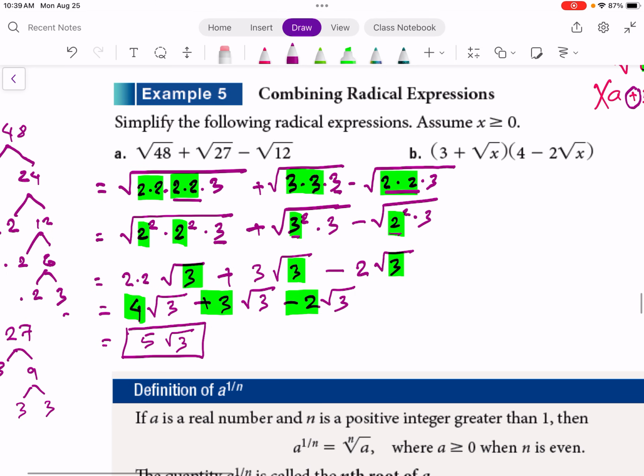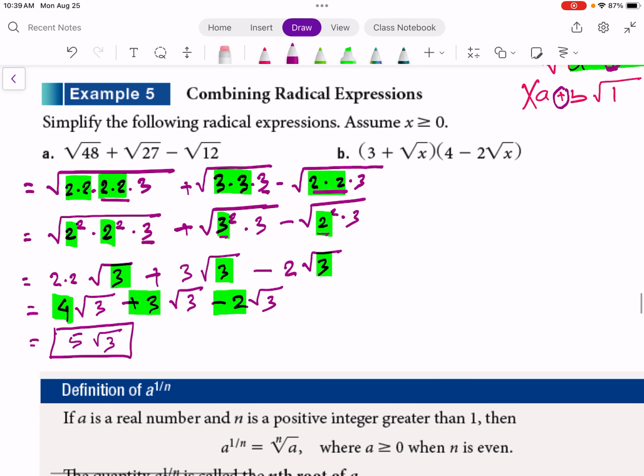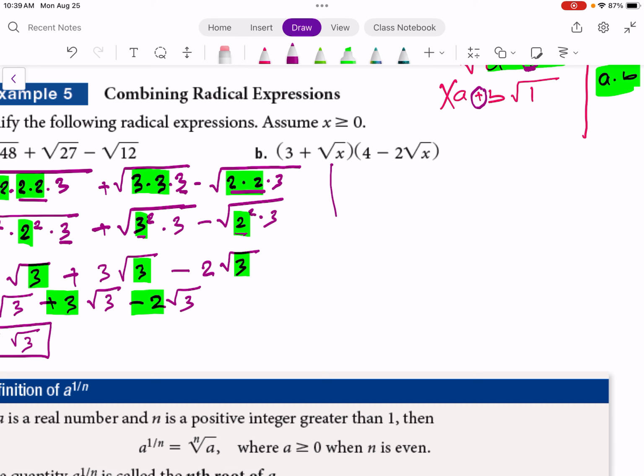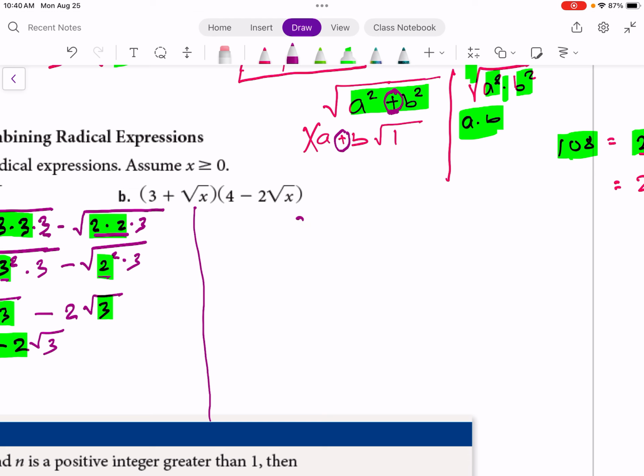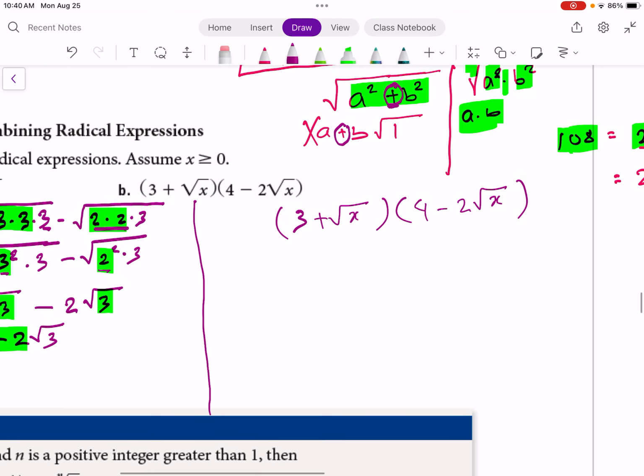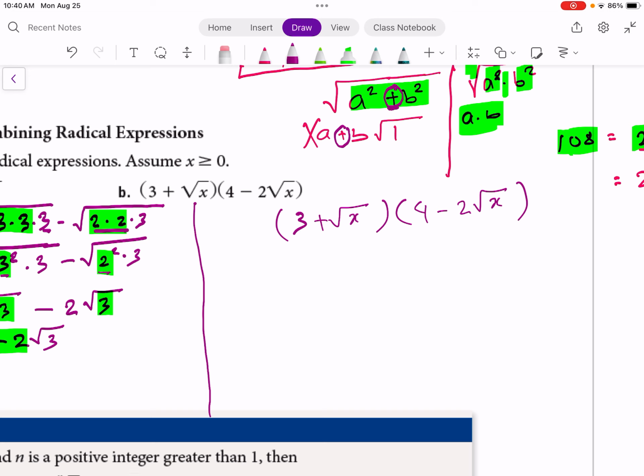Now next we have part B. In part B we have to multiply this expression. So let me just rewrite the question. We have 3 plus square root of x times 4 minus 2 times square root of x. So let's multiply here. We pick 3, or you can start from square root of x, and you multiply each term from the second expression. So 3 times 4.